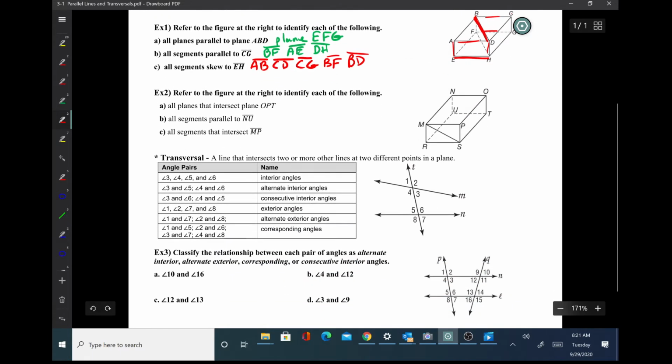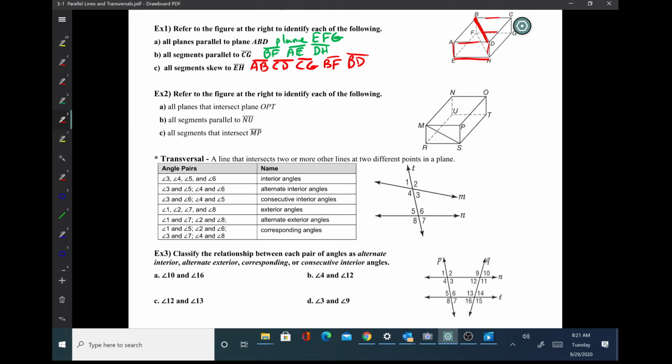All right, next thing. Refer to the figure on the right, right? All the planes that intersect OPT. Well, OPT is this one, right? So which planes intersect this? Well, this plane here, this plane here, this plane here, and this plane here, right? Basically all the planes but the one across from it. This one over here does not intersect it, right? This one.